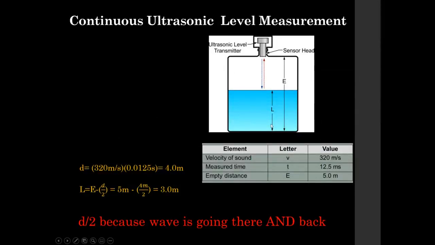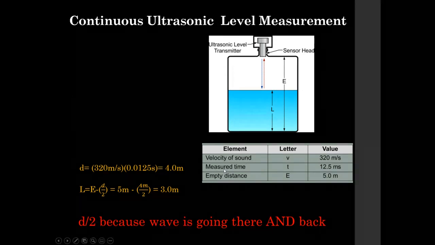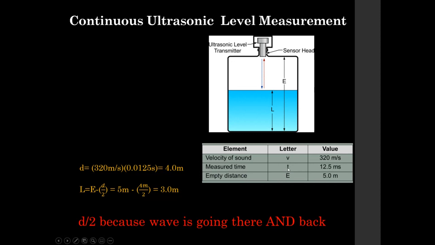Okay, here's an example from the ILM showing some of the variables again. The velocity of sound is 320 meters per second. In this example, the time that the signal took to travel was 12.5 milliseconds, and the empty distance E was 5 meters. So if we do some relatively simple calculations, distance equals velocity times time, which in this case will give us 4 meters.